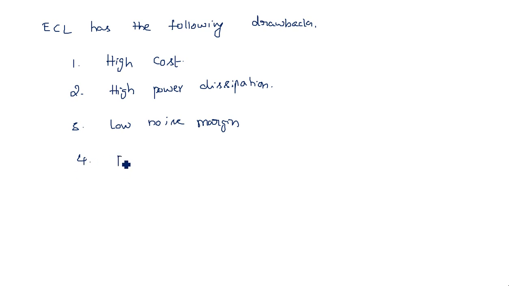And the problem of cooling. Here we are using the ECL logic family at high currents, so there is a chance of getting a high amount of heat. Because of all these features, we can consider ECL to have some drawbacks: high cost, more power dissipation, no noise margin, and a cooling problem.